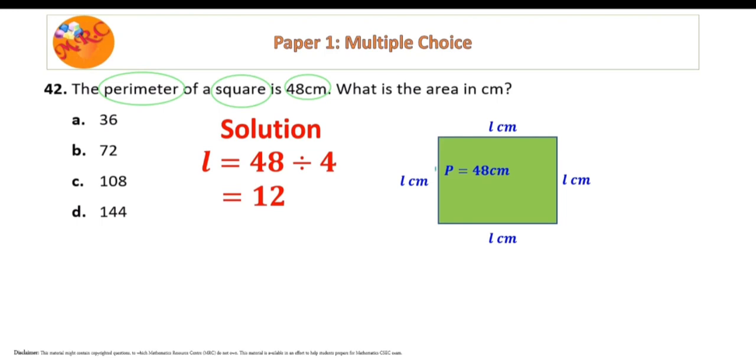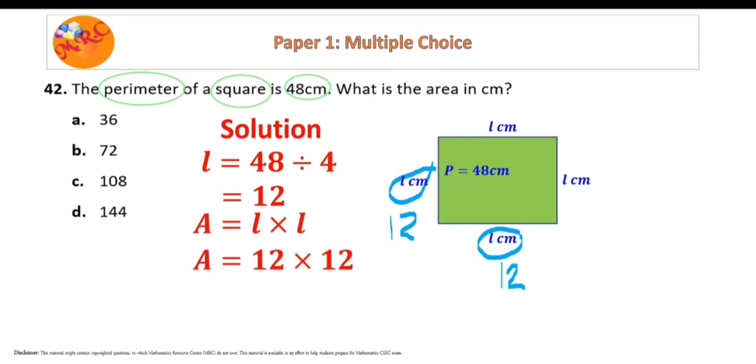Alright, so what is the area in centimeters? Now that I know the length of one of these sides, right? I know that here is 12, and here is 12. Good. Area is just L squared, or length times length. So let's put that in. Length times length is 12 times 12, which is 144, which makes my answer D.